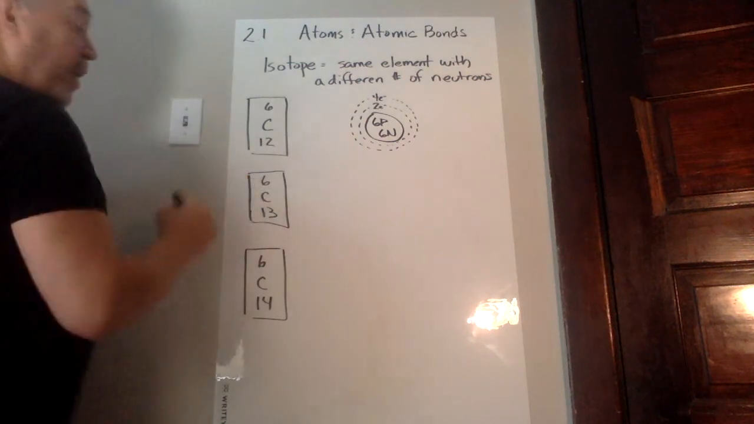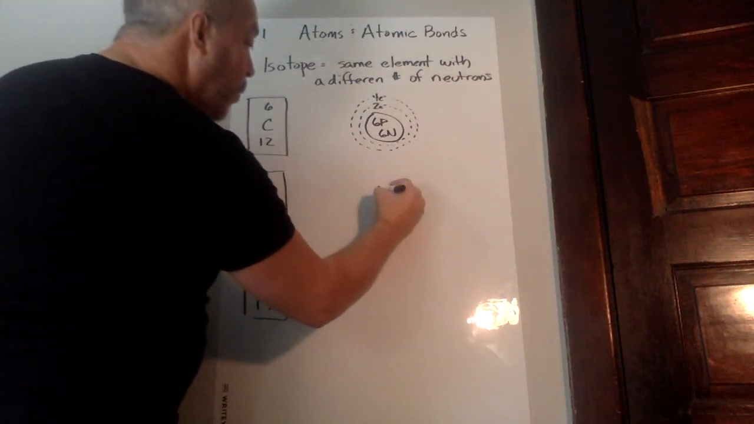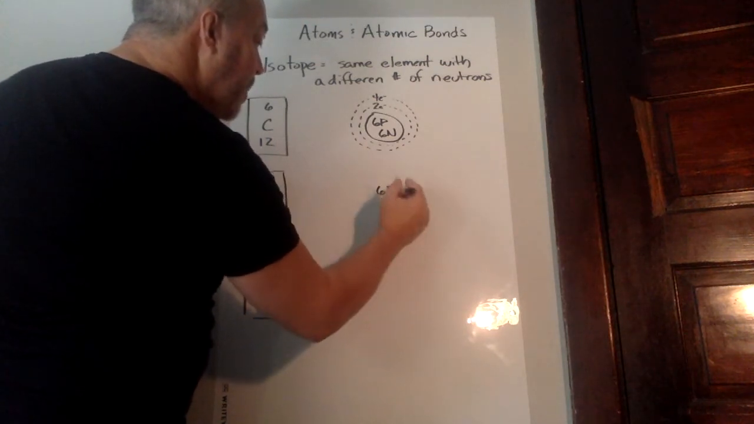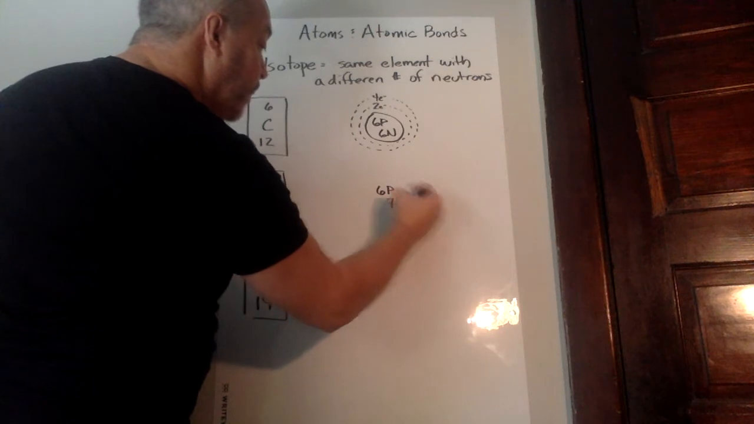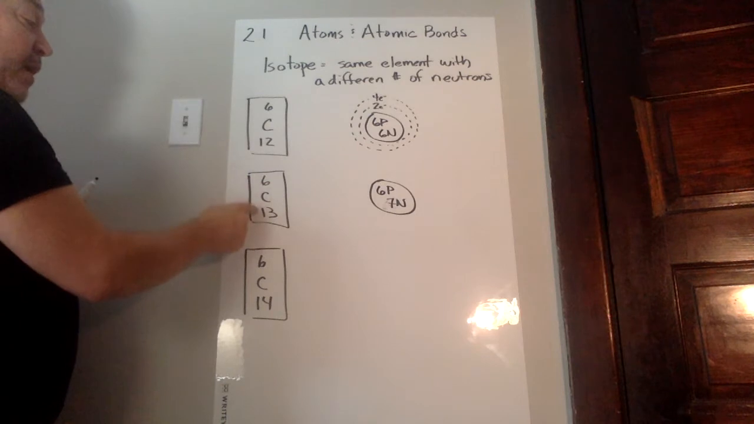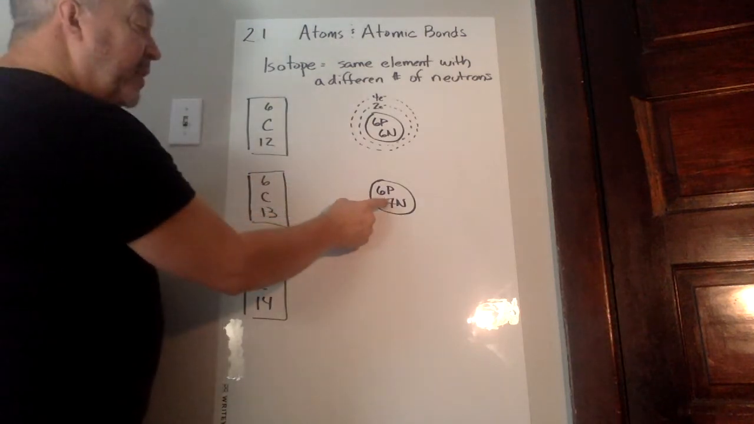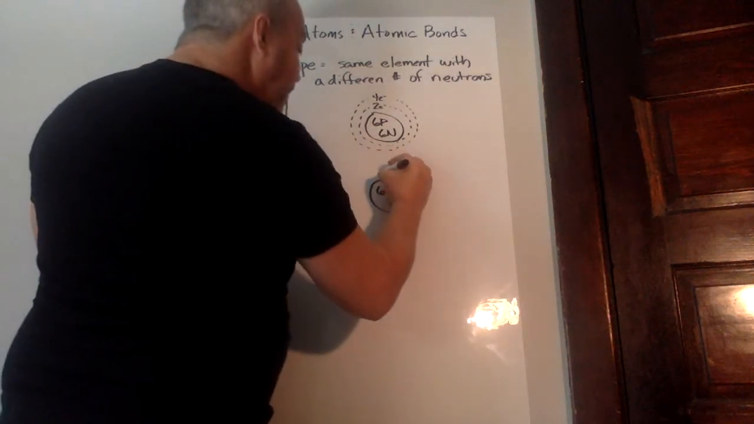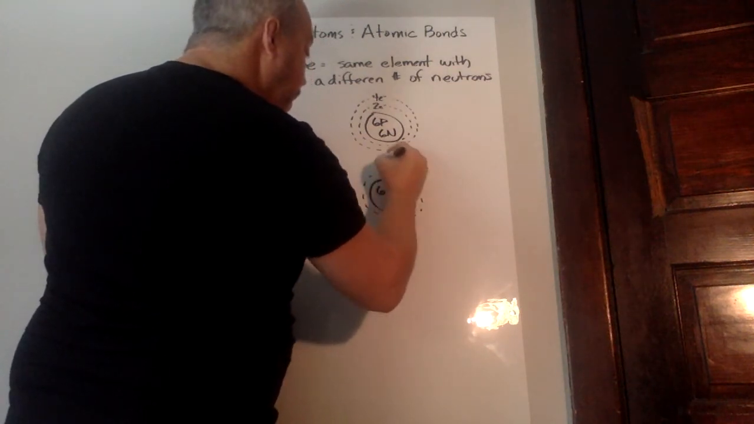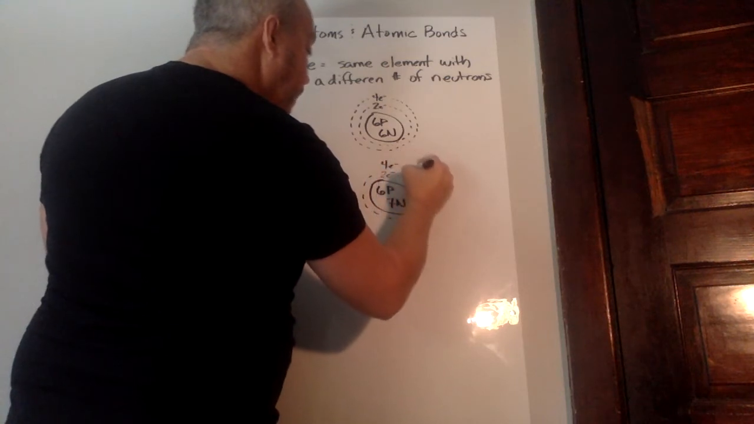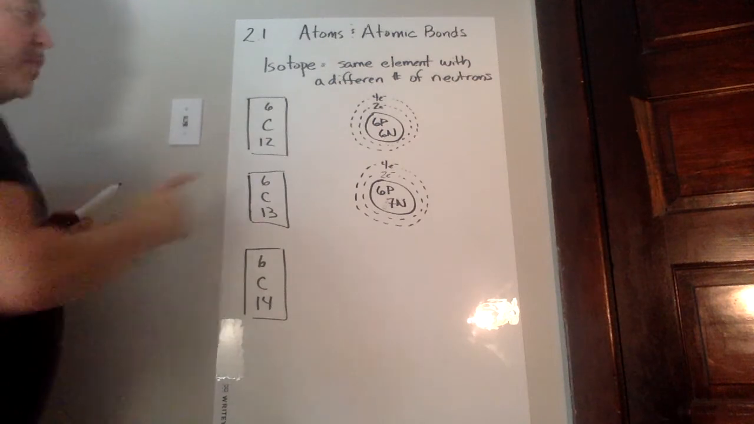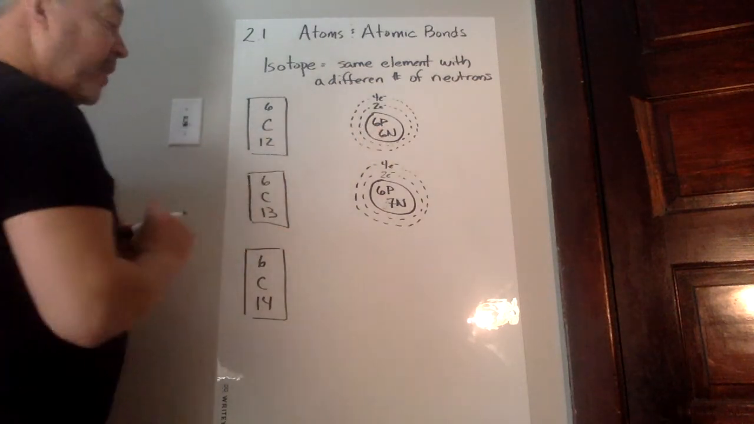So if we go to carbon-13 though, the one thing we're going to see change is going to be the number of neutrons. So remember, 6 is still protons. Now 13 minus 6 is going to give us our 7 neutrons. Still have the same 2 electrons in the first shell. Still have the same 4 electrons in the second shell. So notice these two things are identical except for the number of neutrons.